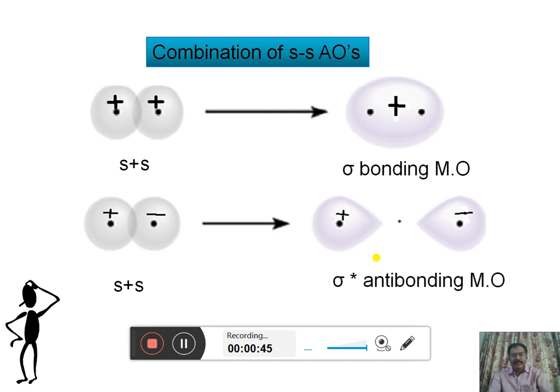When one s orbital of one atom combines with the s orbital of another, that is known as combination of ss atomic orbital. Here we take the s orbital, which is spherical in shape, and another s orbital. They overlap, and electron density concentrates when they overlap and produces a sigma bonding molecular orbital. In another case, s orbital and another s orbital having negative lobe overlap, and at that time there is a formation of a node between them and produces a sigma antibonding molecular orbital.